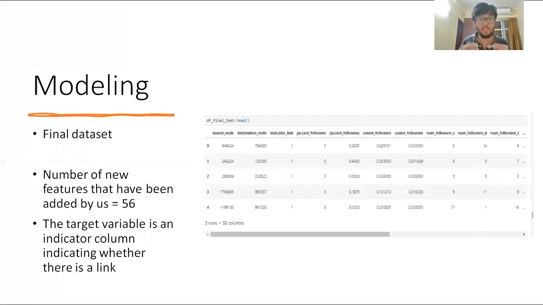Now, coming on to the modeling part. We have a final data set, and the number of features that we have added by using all of those similarity metrics is 56. We have added 56 variables using all of these concepts that we have just described, the formulas and code snippets of which were also shown. And the target variable, as we initially described, is a binary variable, whether or not a link exists.